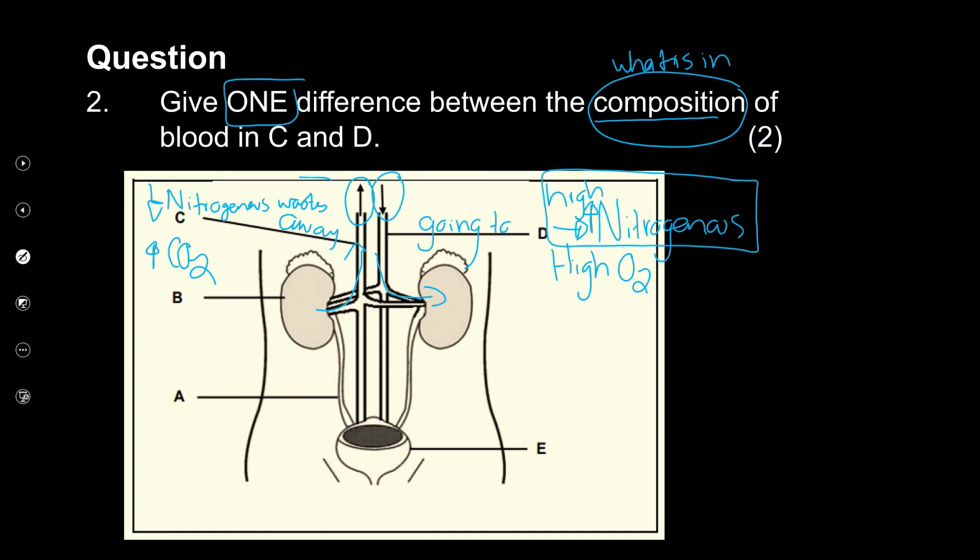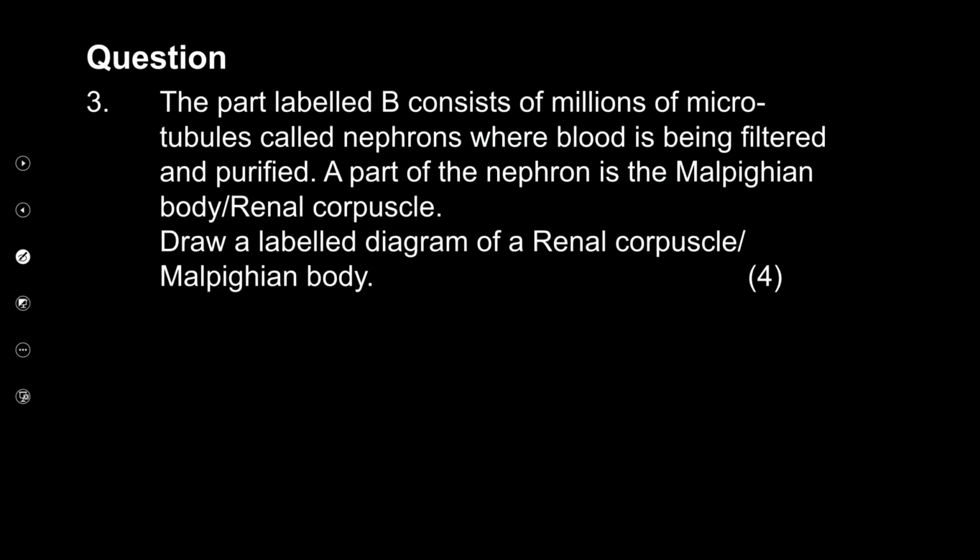I want you to tell me that the one going in, which is my aorta, is going to have far more nitrogenous waste than the one going out. Okay, now here we go. The part labeled B consists of millions of microtubules called nephrons, where blood is being filtered and purified. A part of the nephron is the Malpighian body or renal corpuscle. Oh, guys, look here. Draw a labeled diagram of a renal corpuscle.